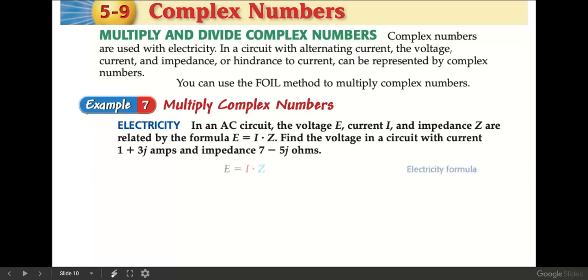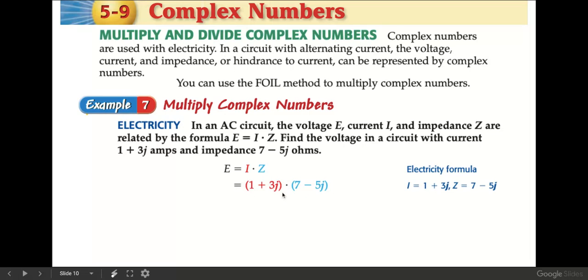All right, so I take my formula here, E equals I times Z, where E is the voltage, I is the current, and Z is the impedance. So again, it says that my current is 1 plus 3i, and my impedance is 7 minus 5i. So again, if I were to multiply these together, so previously when I was just adding them, I could combine like terms, or if I was subtracting them, I could combine like terms.